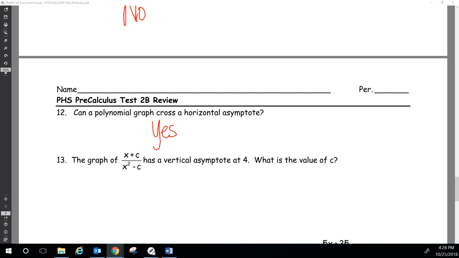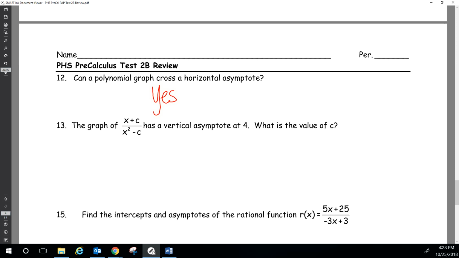All right, for number 13, it says the graph of this function has a vertical asymptote at 4. Well, if it has a vertical asymptote at 4, I know x minus 4 has to be in the denominator. And so it looks like here I've got a difference of 2 squares. So if negative 4 is part of that, then this would have to be positive 4 over here.